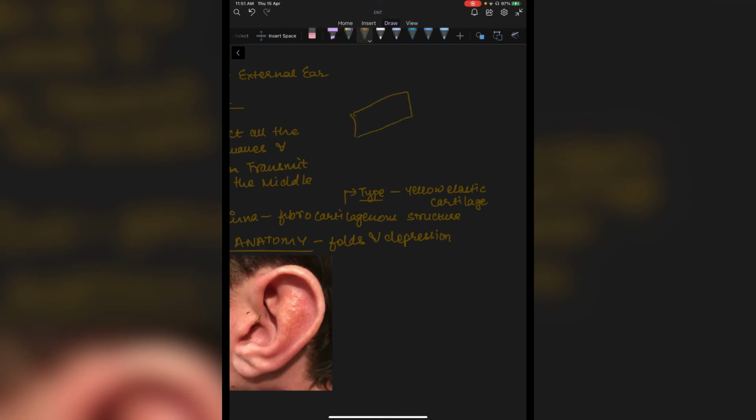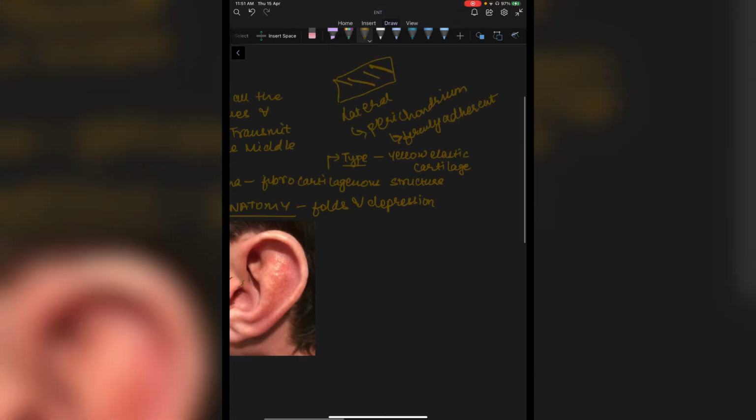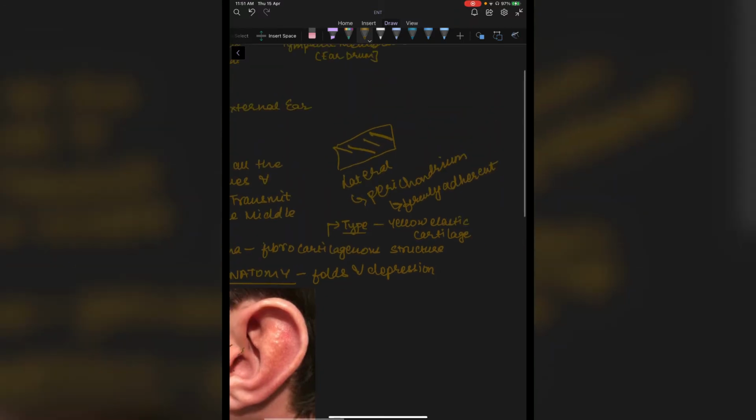Now, one thing that we need to know is that if this is your cartilage, in front of it is your lateral side, and behind it is your medial side. It is very firmly adherent to the perichondrium on the lateral side as compared to the medial side. On the medial side there is some gap, it is not that well adherent. There is some space. So this is one point that was there.